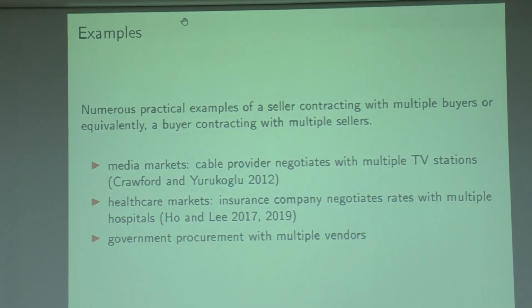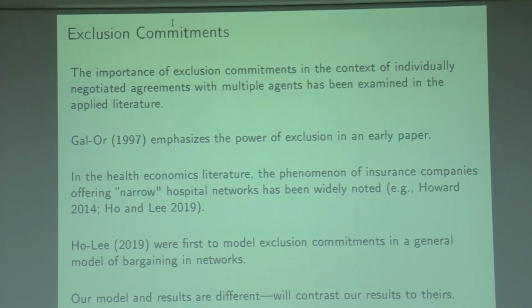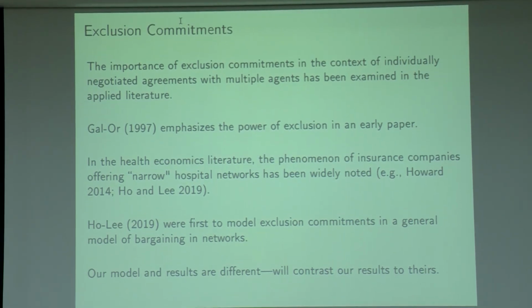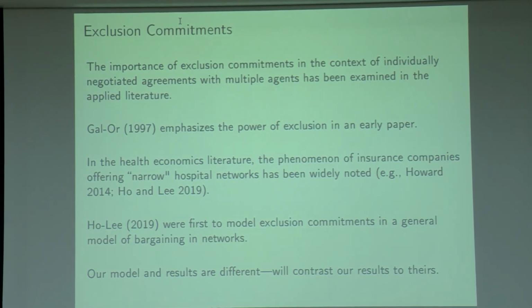So I'll assume you will understand that it's a well-motivated question. So moving on. The value exclusion commitments have been recognized for some time now, both in theory and in applications. In the health economics literature, there's this phenomenon of insurance companies restricting networks of hospitals you could transact with, and this is an issue people have wanted to understand.